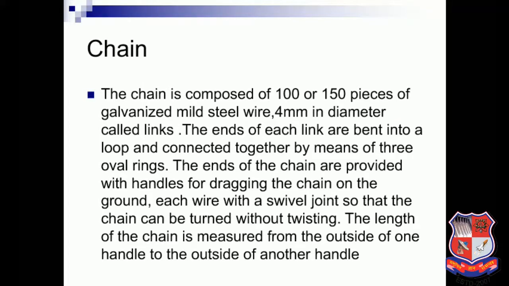First one is the chain. A chain is composed of 100 or 150 pieces of galvanized mild steel wire, 4 mm in diameter, called links. The ends of each link are bent into a loop and connected together by means of 3 oval rings. The ends of the chain are provided with handles for dragging the chain on the ground, each with a swivel joint, so that the chain can be turned without twisting. The length of the chain is measured from the outside of one handle to the outside of the other handle.